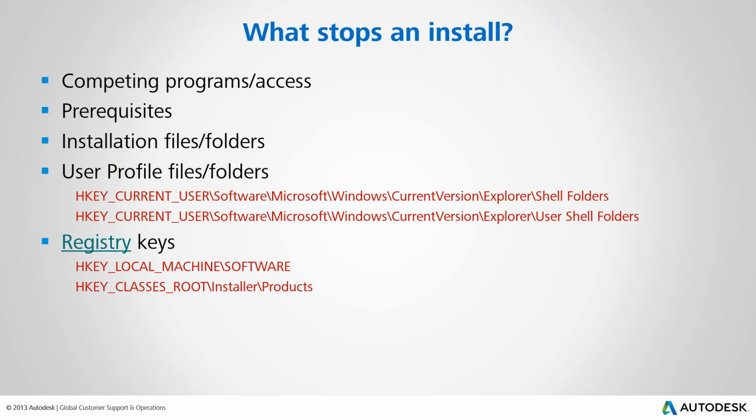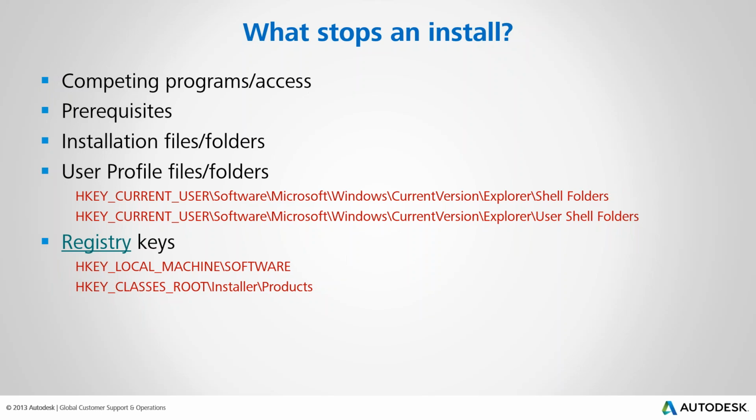Now, what things can stop an install? There are things like competing programs or access, in particular antivirus software, firewalls potentially, depending on how you're doing the reinstall. Those could mess up the permissions, not allow the software to install successfully. And then prerequisites. By prerequisites, I mean things that aren't actually Autodesk programs, but Autodesk software relies on them. So things like Microsoft Visual C++ and Microsoft .NET, those are the two main types of prerequisites that we're going to deal with here.